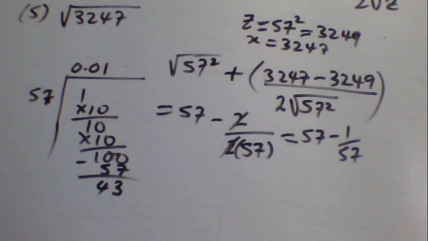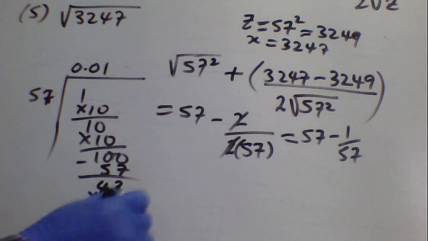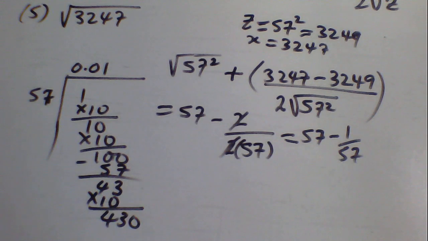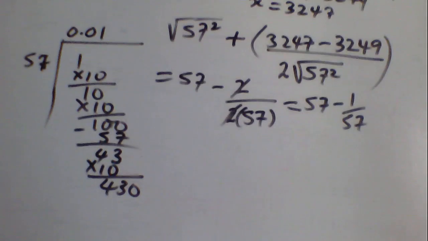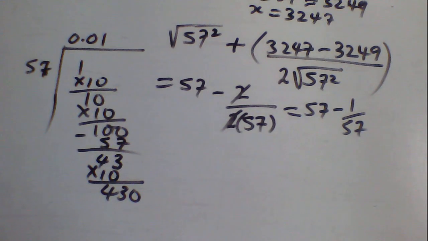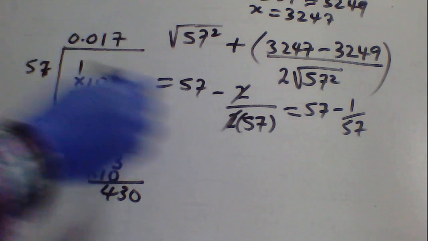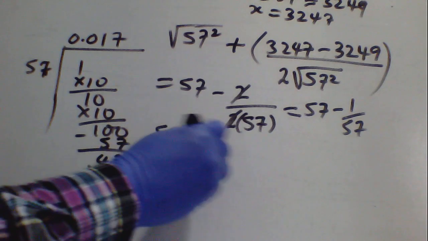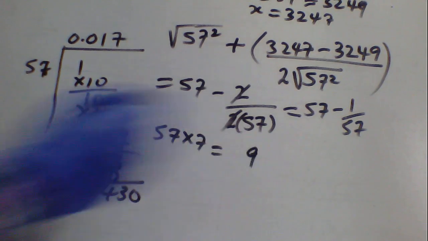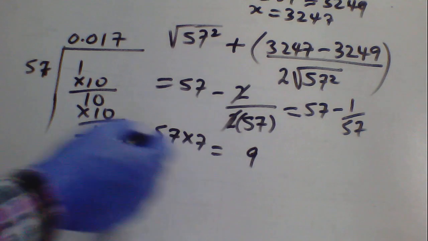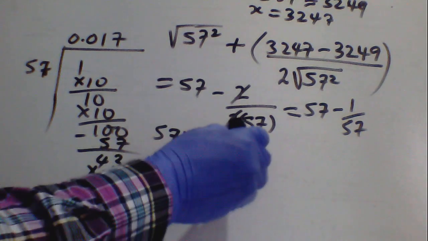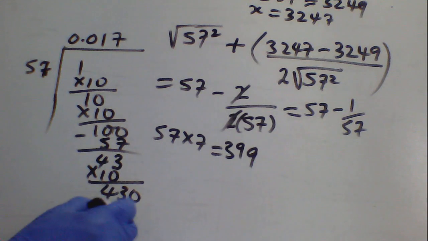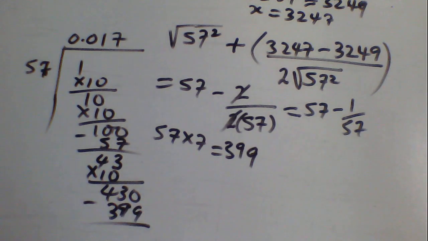So 43 divided by 57, it cannot go. You multiply by 10. You have 430. So 430 divided by 57, if you do it, you have 7. Because 57 times 7, 7 times 7 is 49. You write 9, carry 4. 7 times 5 will give us 35, plus 4 will give us 39. So you have 399.